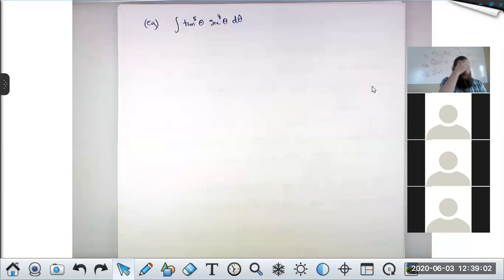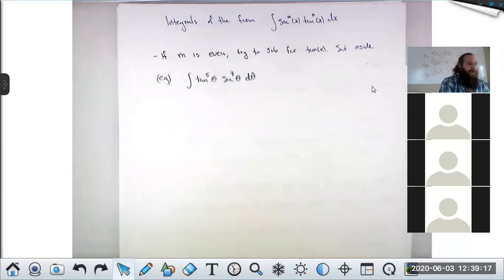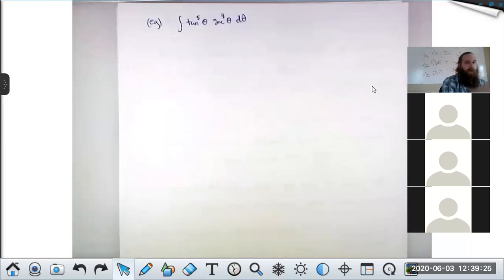All right. So tangent to the 5, secant to the 7. So here the power of secant is odd, and the power of tangent is odd. Okay, so is the power of secant even? Nah. Is the power of tangent odd? Yeah. Okay, so I'm going to take the second approach here. Since both of the powers are odd, I can very easily set aside a copy of secant tangent.